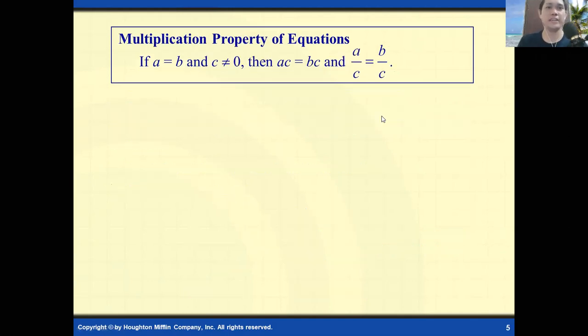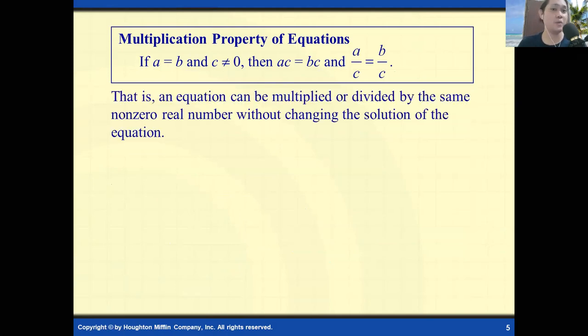That's really true. Now let's do the other property and try to discuss other properties. The multiplication property of equations. According to this property, if a is equal to b and c is not equal to 0, then ac is equal to bc, and a over c is equal to b over c. So let's try. Are you ready? Yes, you're all ready. That means that an equation can be multiplied or divided by the same non-zero real number without changing the solution of the equation. So I want you to remember that one, okay? So we're clear with that.